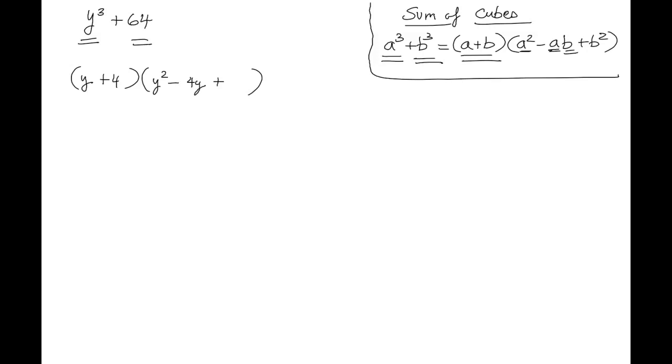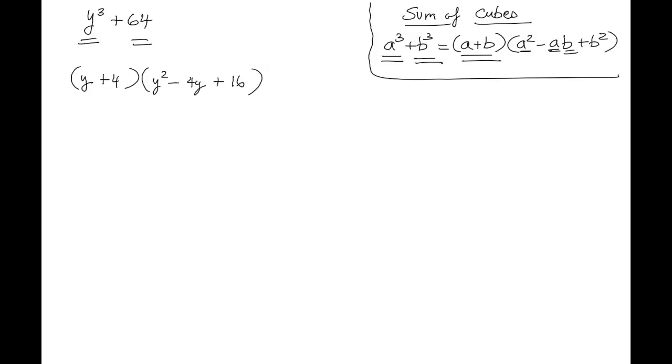So I have to square the 4 here. I don't have to write 4 squared. I know that 4 squared is 16, so here I put 16. And that's it. You are done.